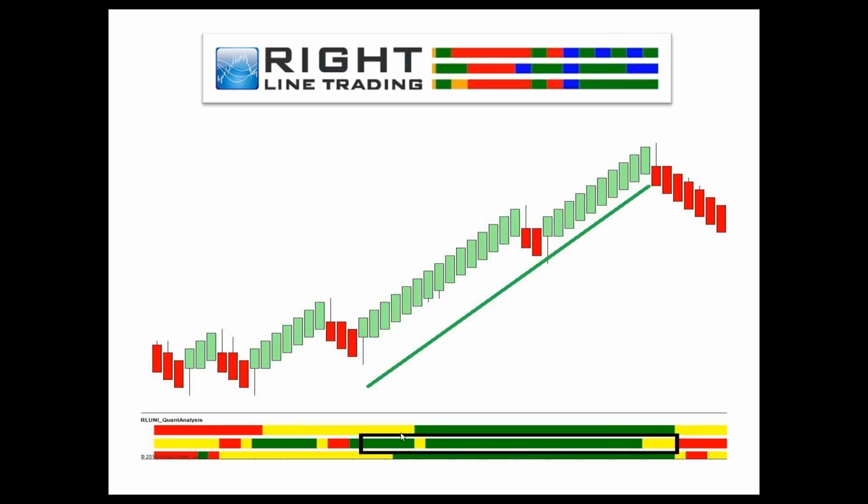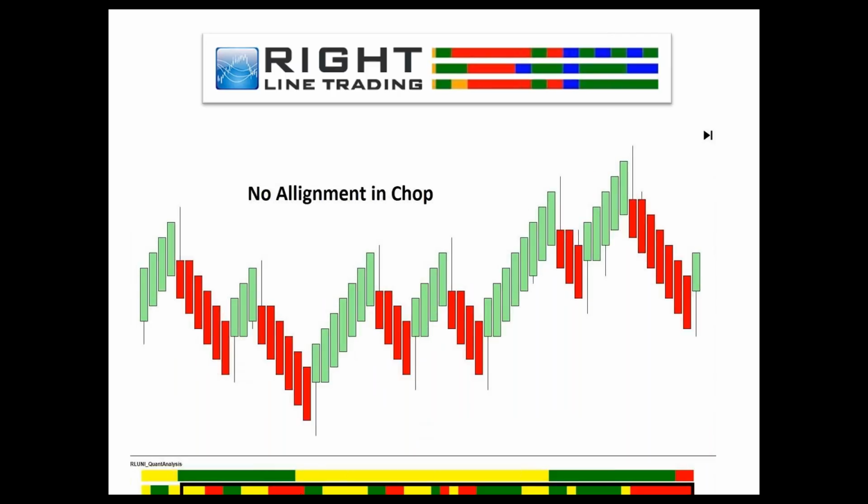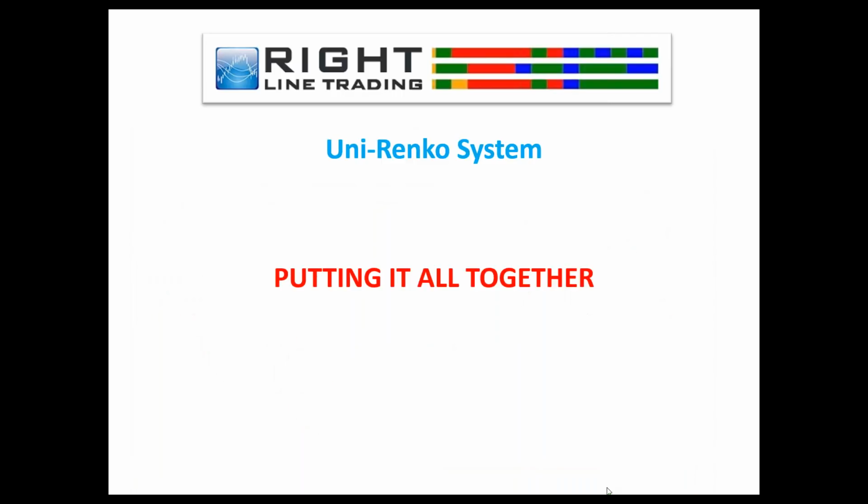Now, the key line here is right in the middle. And when that's green, we know we've got a really low risk trade. Money flow is moving into this financial instrument. Doesn't even matter what it is. And when there's no alignment, there's chop. So let's put it all together.